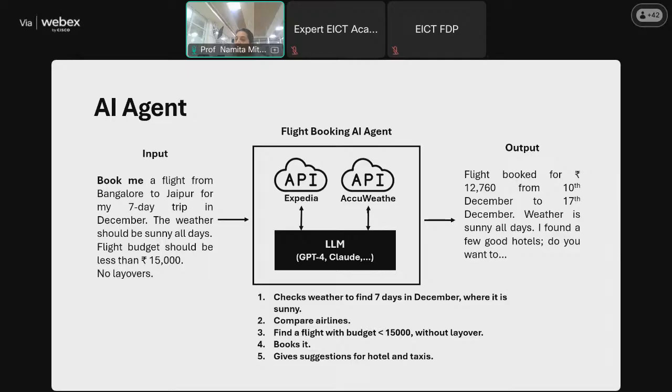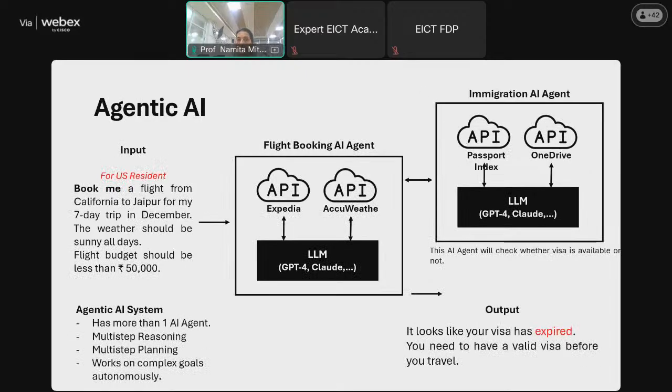I found a few good hotels. Do you want to book it? This is the role of AI agents. So here we have got two AI agents. Now comes agentic AI.